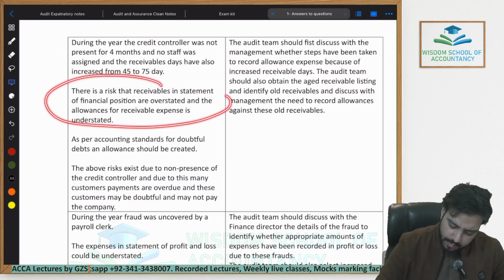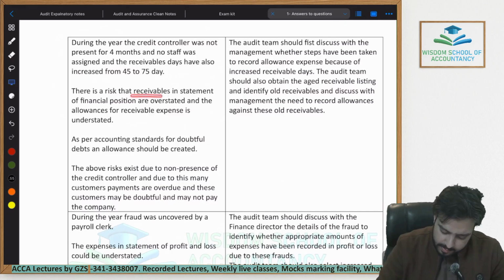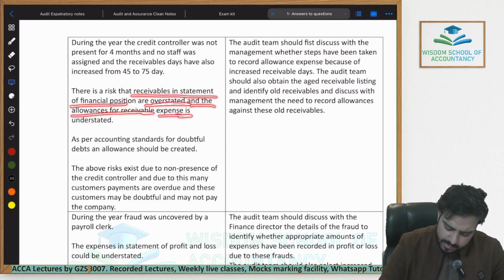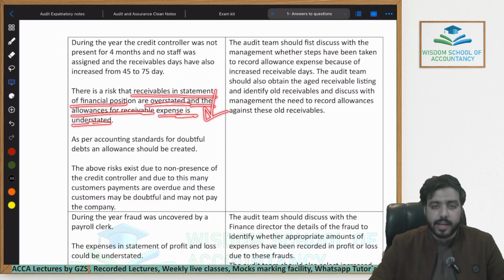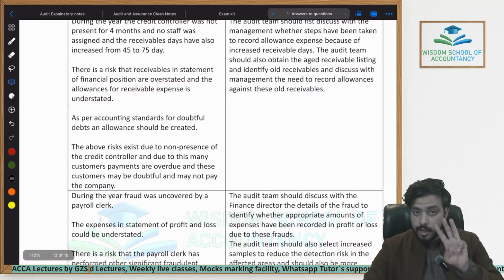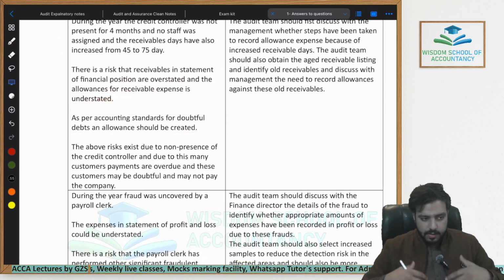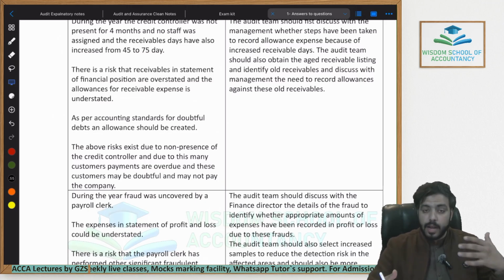The next one is where I have explained what is at risk of overstatement or understatement. There is a risk that receivables in the statement of financial position are overstated and the allowance for receivables expense is understated. Simple, direct explanation: where is the risk in the financial line items within the financial statements. The third paragraph was always to explain what the accounting standard says for it. The accounting standard says that for old receivables, allowances must be recorded.